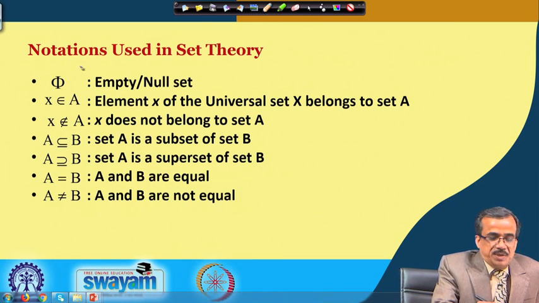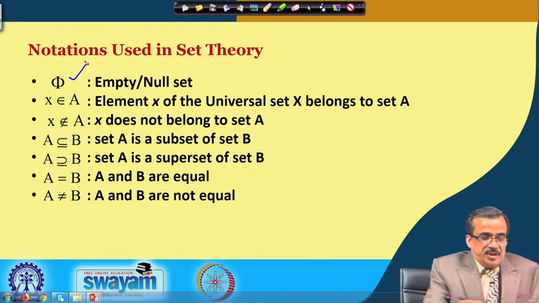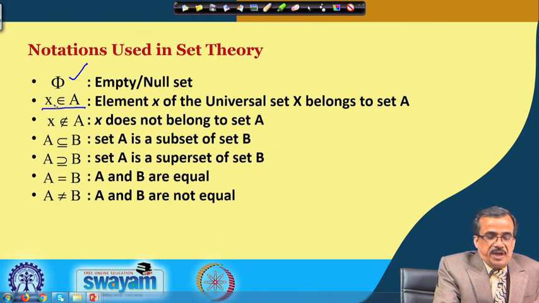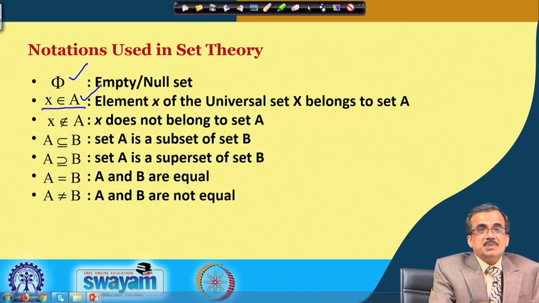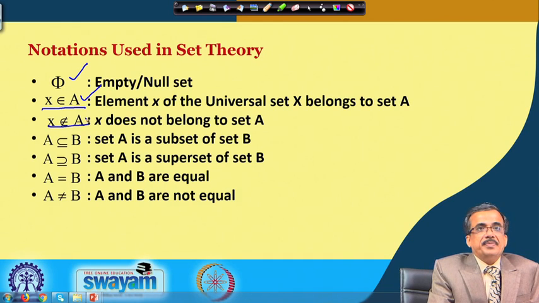Now, this particular symbol indicates the empty set or the null set. Then this symbol is x belongs to A. So, x belongs to A is represented by this particular symbol. Then x does not belong to A is this particular symbol.